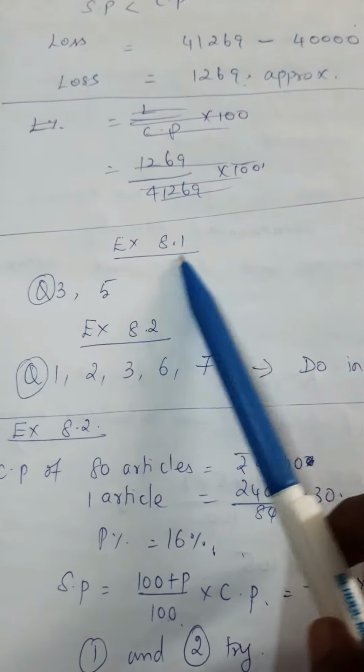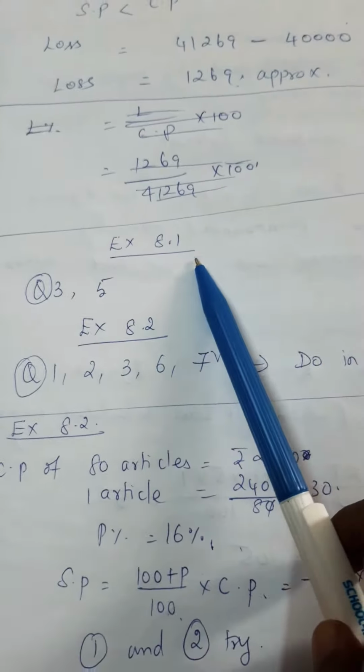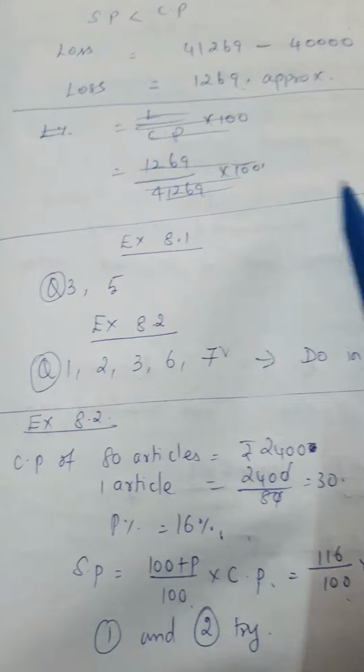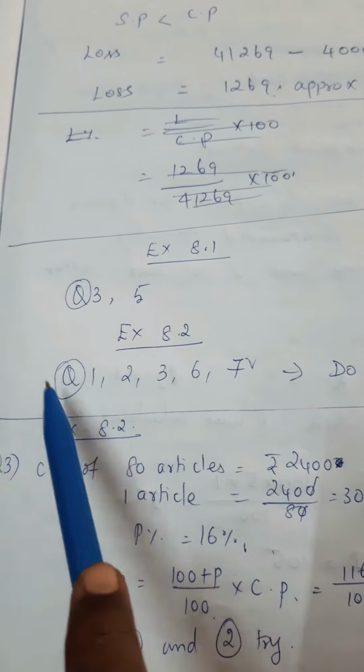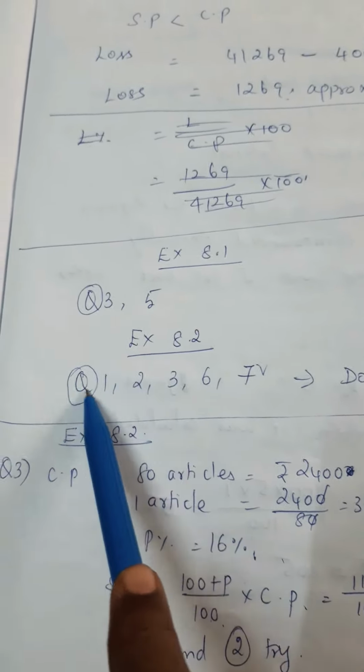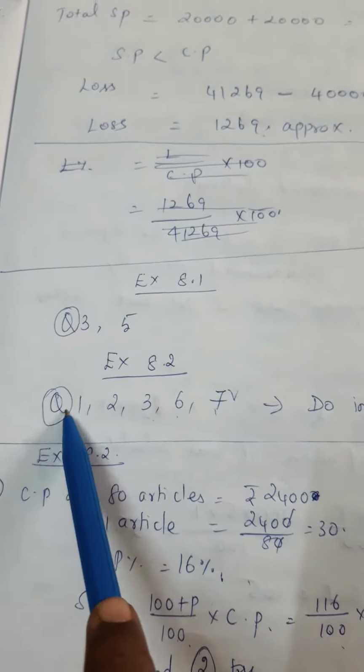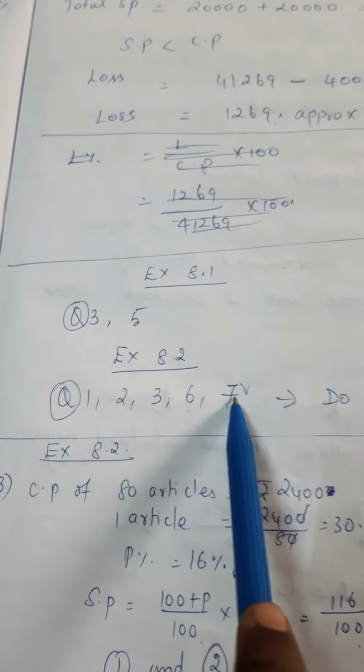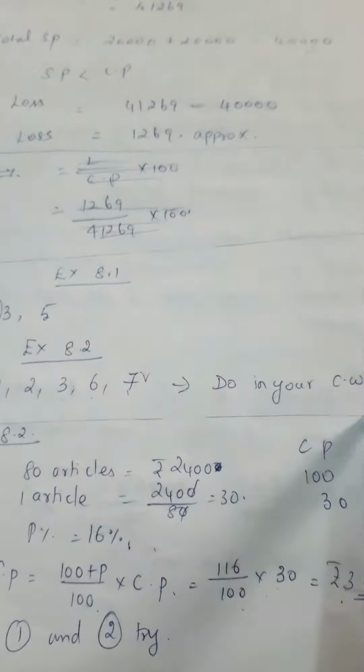Exercise 8.2, children, you copy question number 3 and question number 5 alone in your classwork. Exercise 8.2 questions 1 and 2 are easy sums only, you can try on your own. Those two sums you try in your classwork. Questions 1, 2, 3, 6, 7, do them in your classwork. The other sums you try in your practice note.